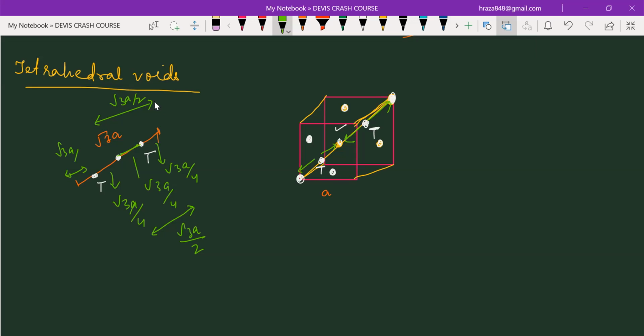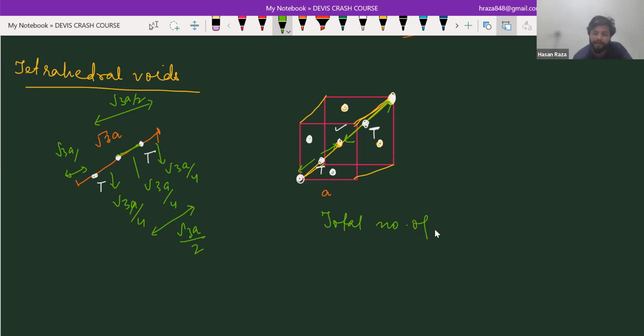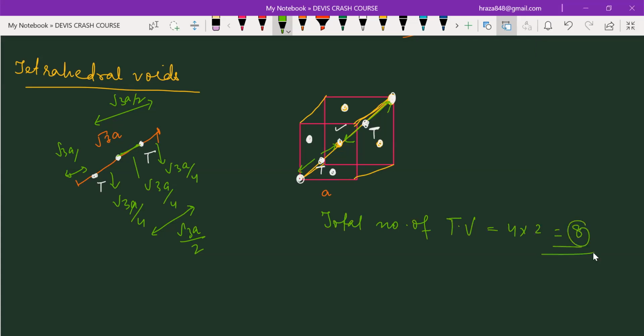Now the question arises, how many tetrahedral voids are in a cube? Since on a body diagonal we have 2 tetrahedral voids, and in a cube we have 4 body diagonals, the total number of tetrahedral voids, TV, will be equal to 4 into 2, that is 8. It's very simple. Please write it.